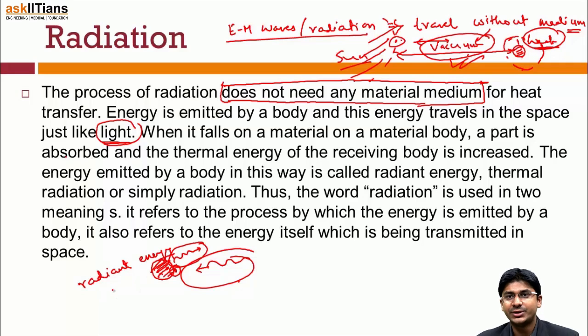Radiant energy. Why is it called radiant energy? Because it is being radiated from the body. Radiate means coming out from the body. It absorbed some radiation and now it is emitting an entirely different radiation.